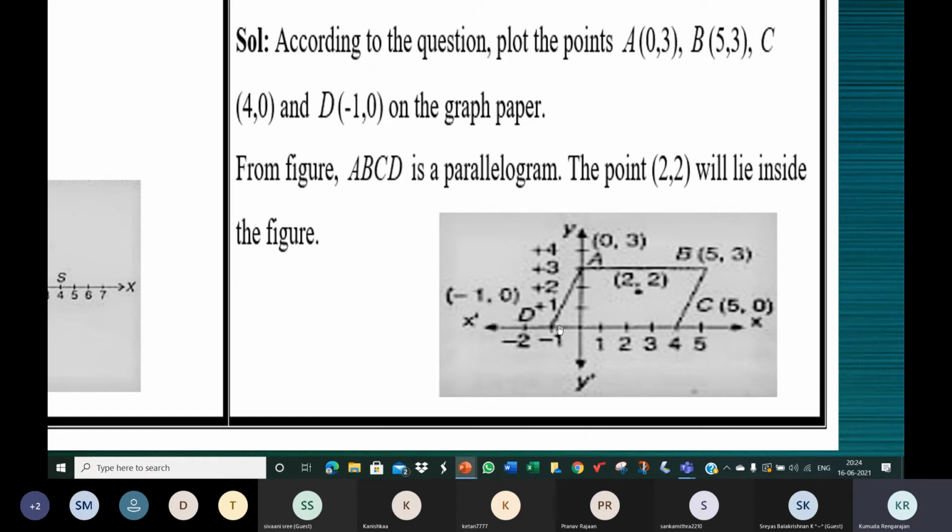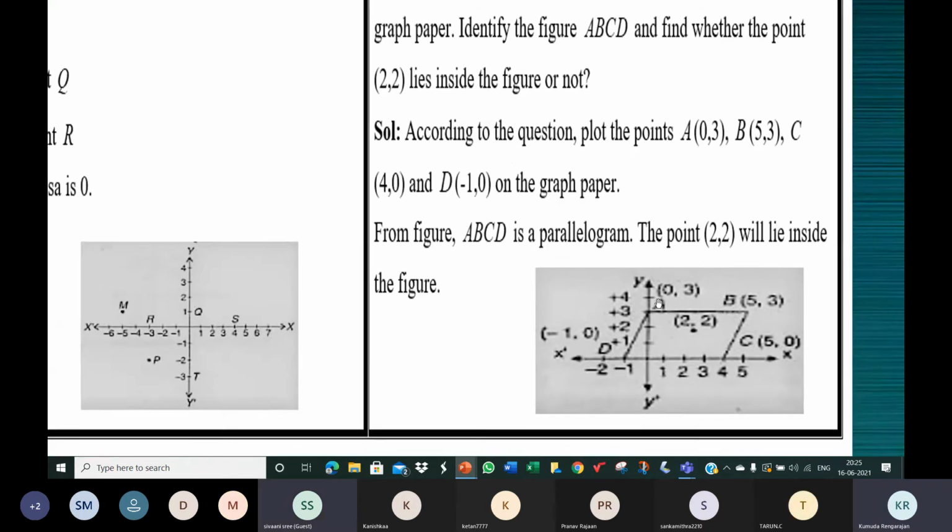CD, this is C, this is D. CD is 4 units plus 1 unit, 5 units. So CD is 5 units, and AB is also 5 units. Opposite sides are parallel and equal, so ABCD is a parallelogram. And then you have to answer about the point 2, 2. Am I audible, Shivani? Yes, ma'am. When you plot it, you can make out that the point 2, 2 lies inside the figure.